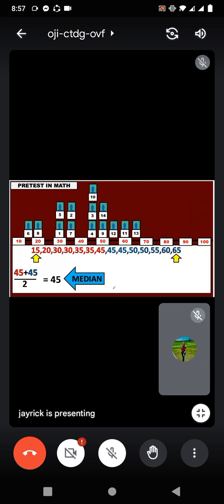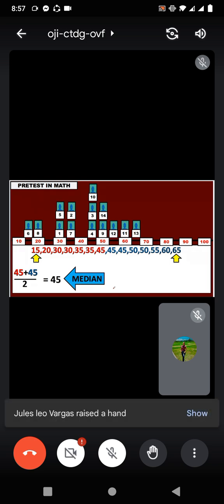Let us presume that these two arrows will be our two fingers. We have the right finger and the left finger. So let's presume that these arrows are our fingers. Now, how will we determine the median value?